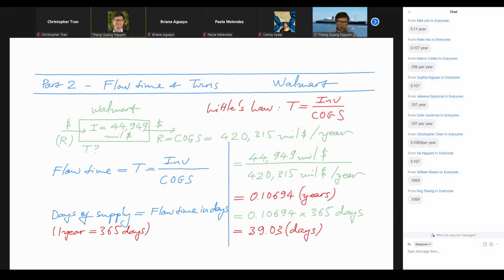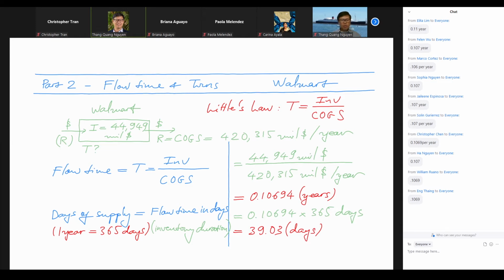All right, so we can call that days of supply, or there's another name that we call here in our class. We call that inventory duration. How long the merchandise normally stays in the system before getting sold, right? So that's an inventory duration. Is everybody good? Any question for me at this point? Okay, so I assume that you are doing good.